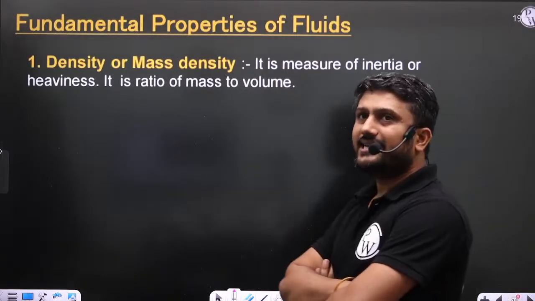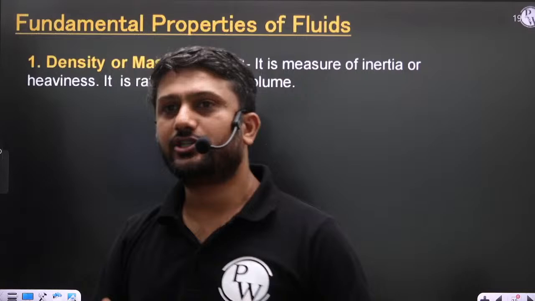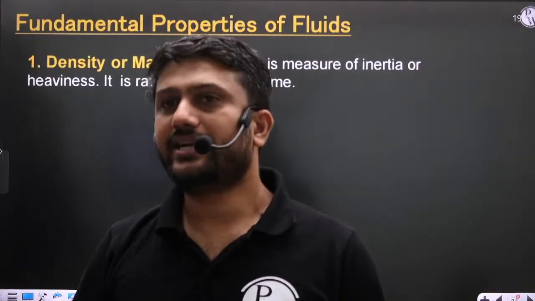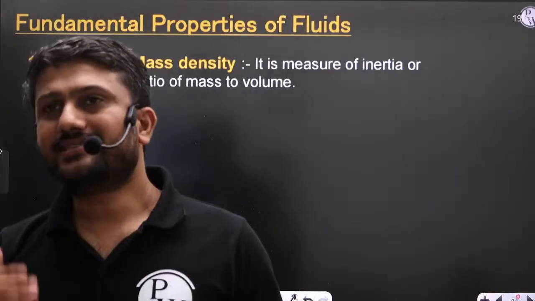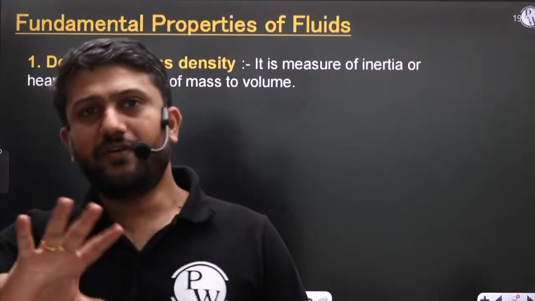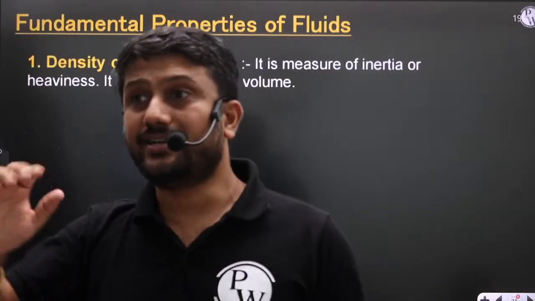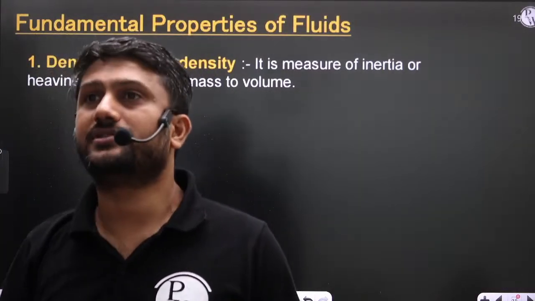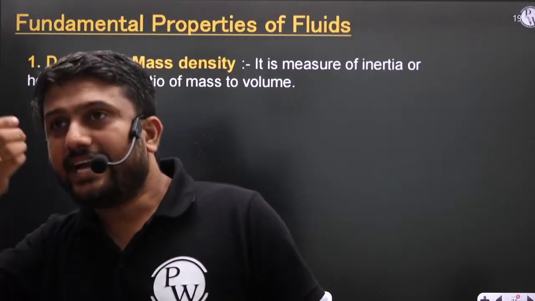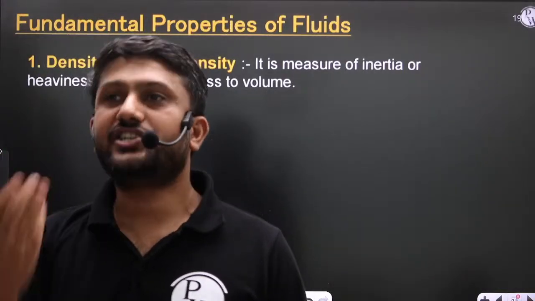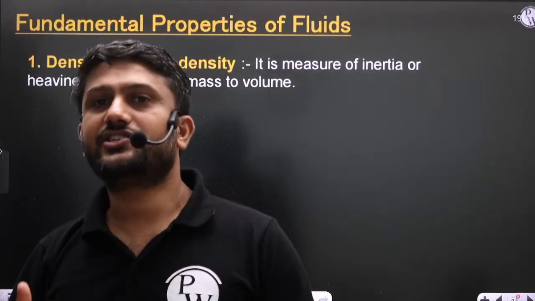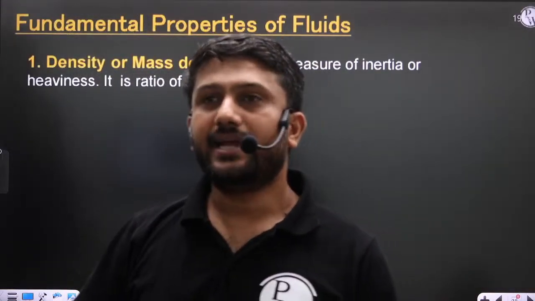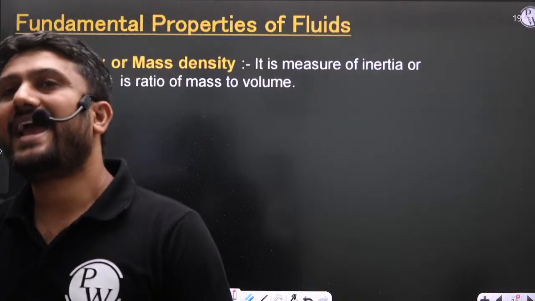So beta, what is the density actually? What does density actually represent? Everyone knows the density. Density is the mass per unit volume. But what is the significance of the density? Can anyone tell me what density actually shows? So beta, density actually shows the measure of inertia, or you can say measure of heaviness.